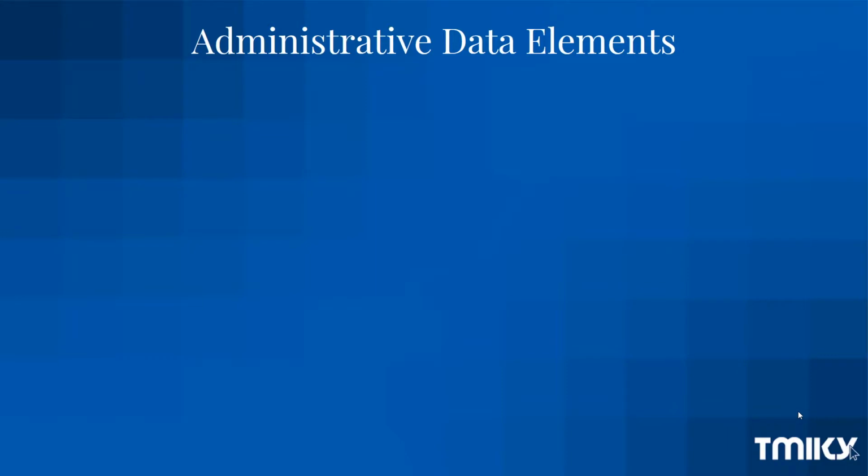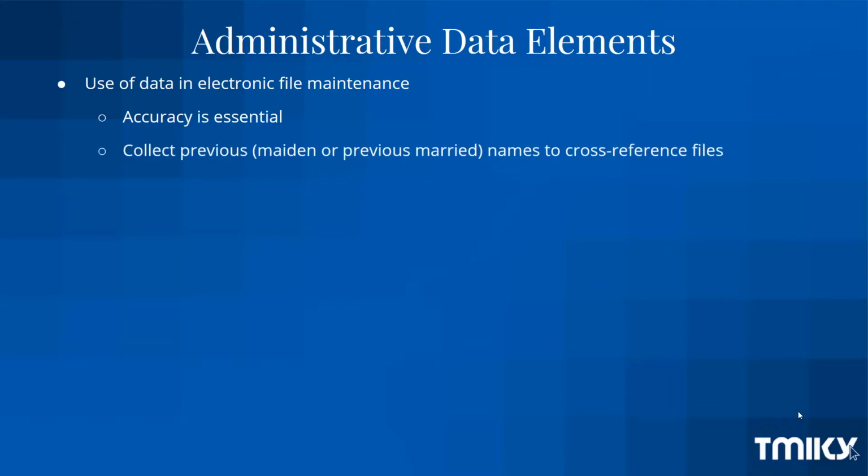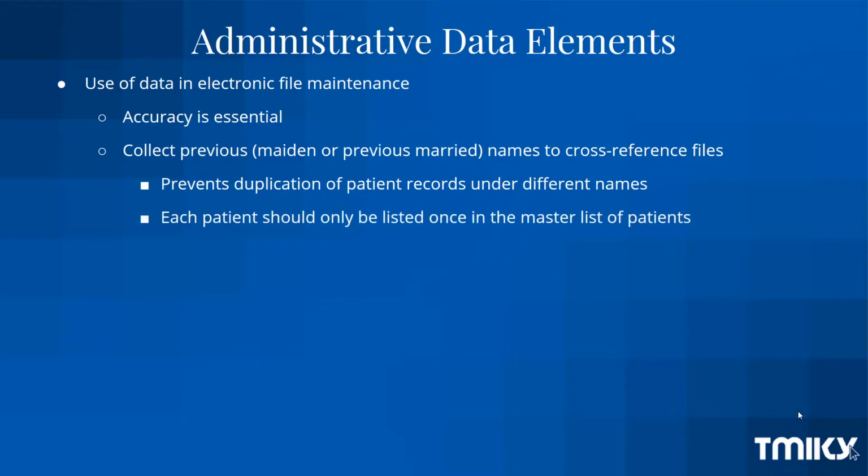Next, let's discuss the use of data in electronic file maintenance. One recurring theme you will see in the medical field is the importance of accuracy. Accuracy is essential with the use of data in electronic file maintenance. Make sure you collect the previous names to cross-reference files to ensure that no duplicates are entered. Remember, each patient should only be listed one time in the master list of patients.